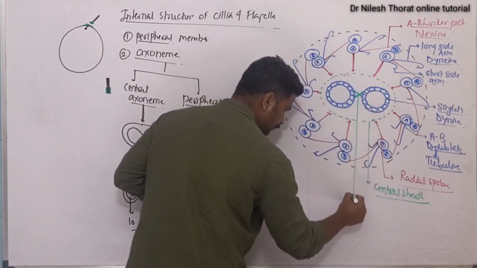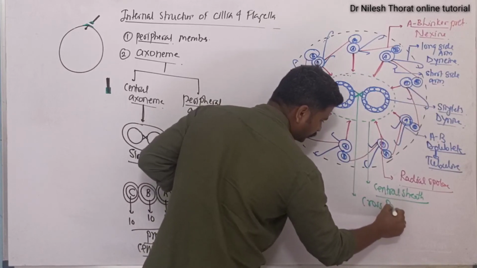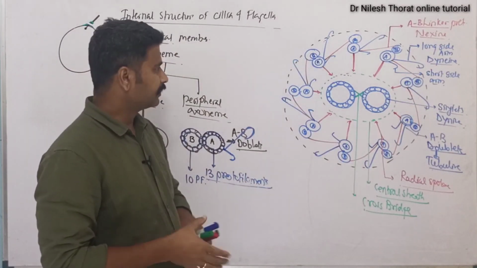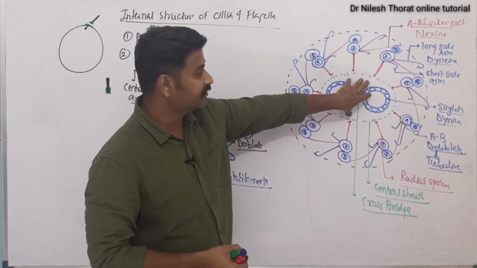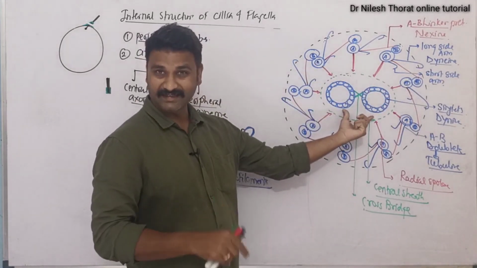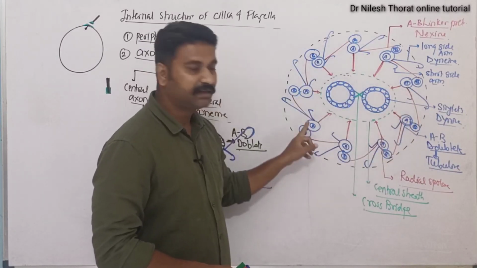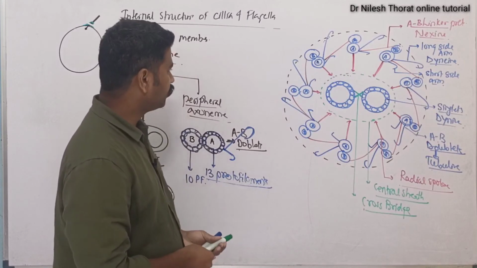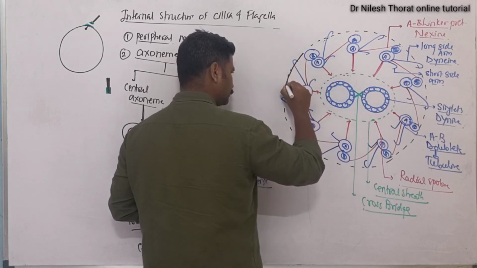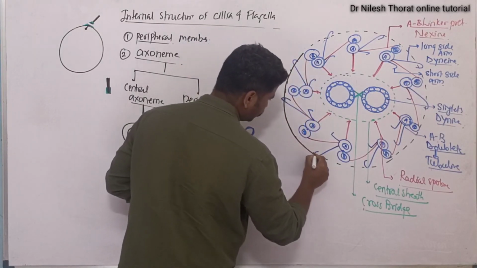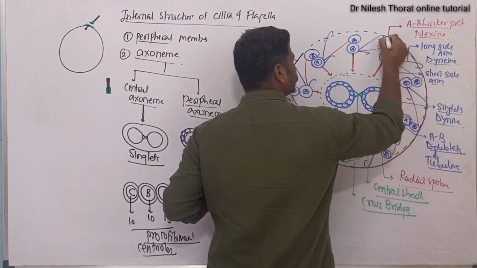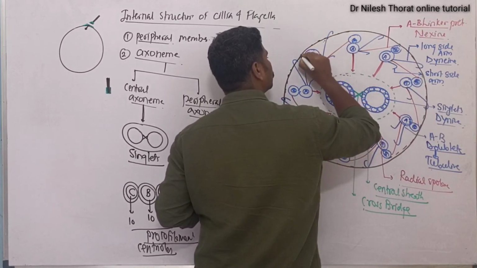And this structure is a cross bridge. So internally we have this particular structure, the singlets which are connected with the cross bridge and surrounded by the central sheath. This much structure is called the central axoneme, while the peripheral doublets will form the peripheral axoneme, and this whole structure is covered by the plasma membrane. So now this is our plasma membrane, which is covering the entire structure.